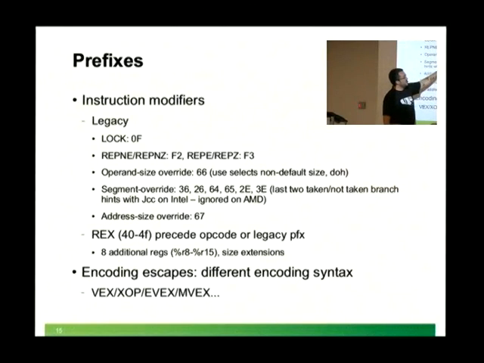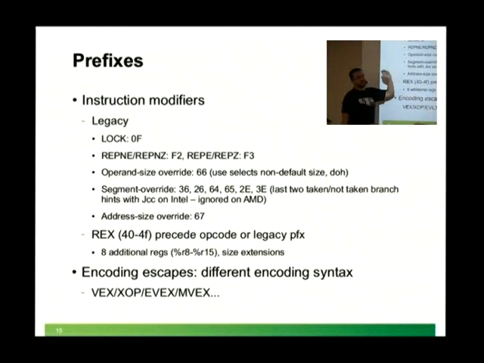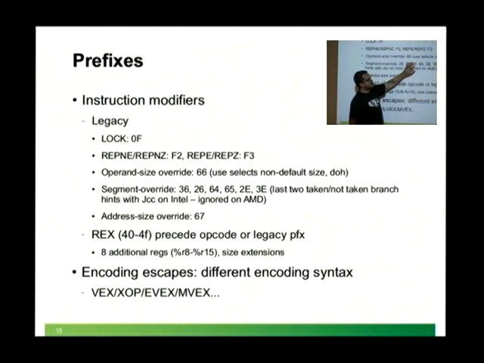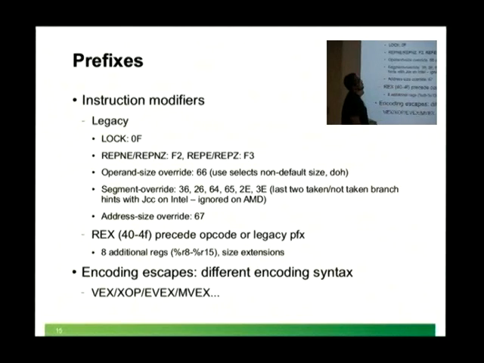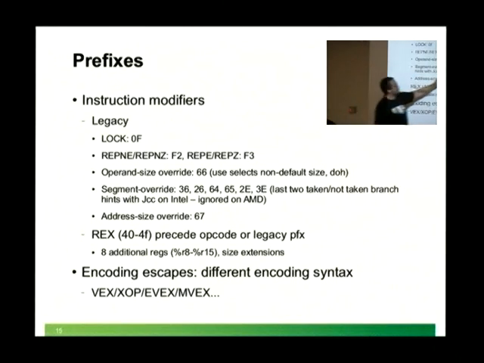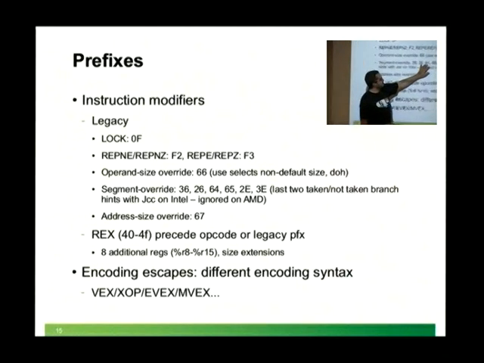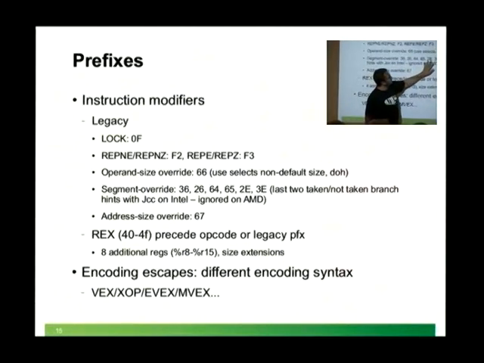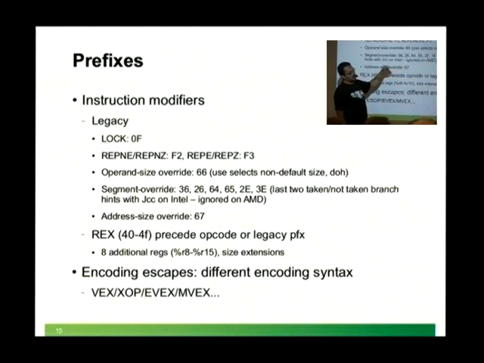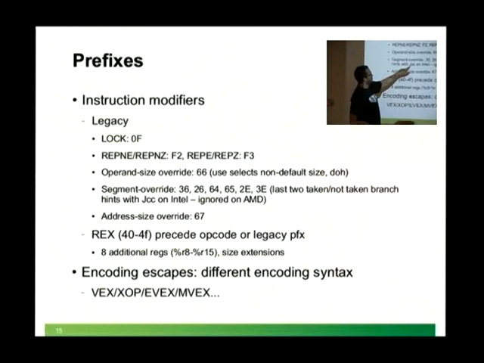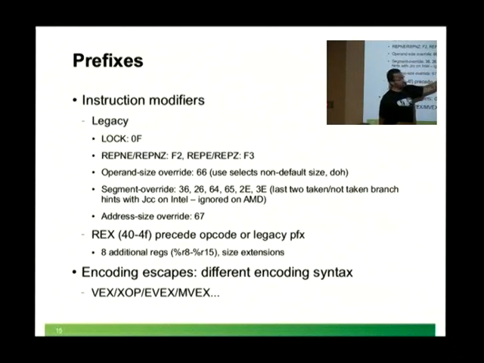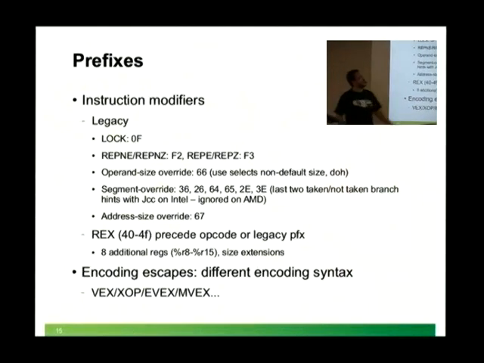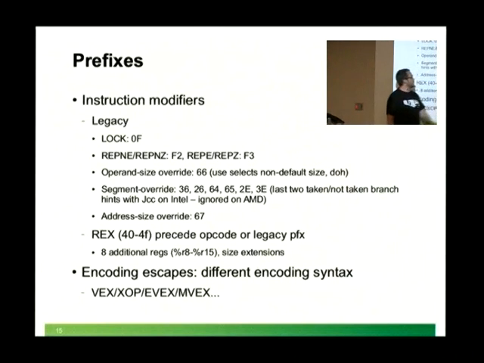Operand size override. On x86, you have a default operand size. It's 32-bit in 32-bit mode and 32-bit in 64-bit mode. And if you want a 16-bit operand, you just put that in front. Segment override. There are 6 of them, so you can select the different segments. The last 2 are also used with jump condition instructions as branch hints. So you can say jump there, and this is taken or not taken. Intel implements that and AMD just ignores it.